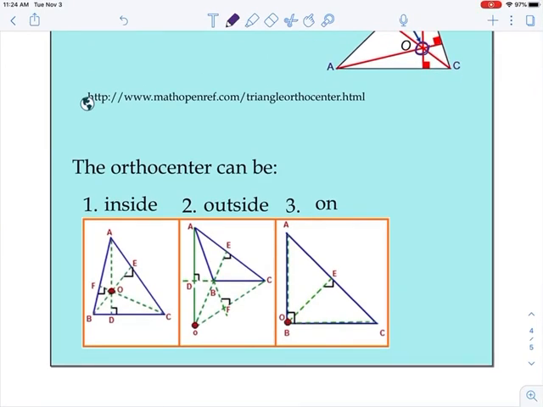So again, if it's inside, you can have a triangle that looks like the one on the left. If it's outside, it's going to be this middle one. So inside, it's acute. Outside, it's going to be an obtuse triangle. And if it's on, it's going to be a right triangle.